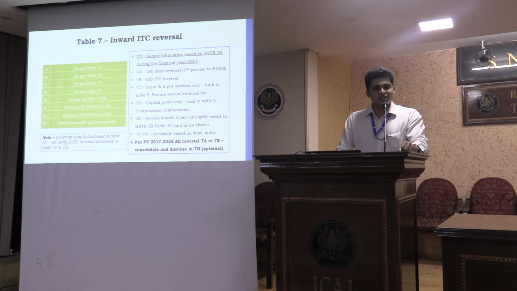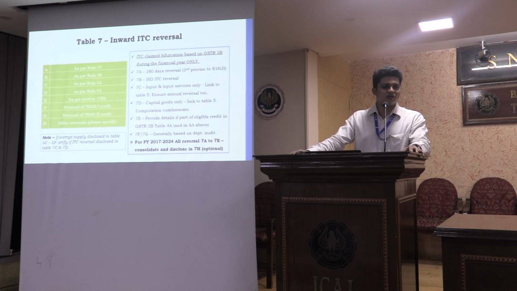Next is DRC-01C, where you are claiming credit in 3B more than GSTR-2B. Recently, one of our clients claimed the credit based on a manual bill of entry. In this regard, it did not come in ICEGATE, therefore it did not come in GSTR-2B.